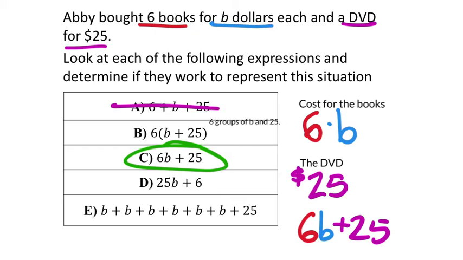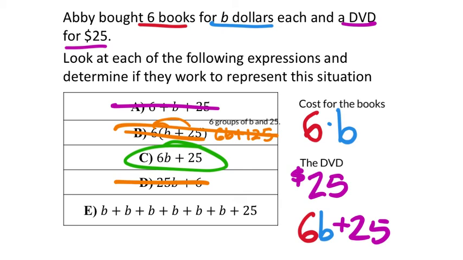And you could see this if you distributed, right? 6 times B would be 6B, and then 6 times 25 would be positive 150. This is not the same as the 6B plus 25. It's 150. So B, as it turns out, garbage. Don't worry about B. What about D? Well, this is like saying that there's 25 of the books instead of 6 of them. So D, yep, that's not going to work either. Garbage.